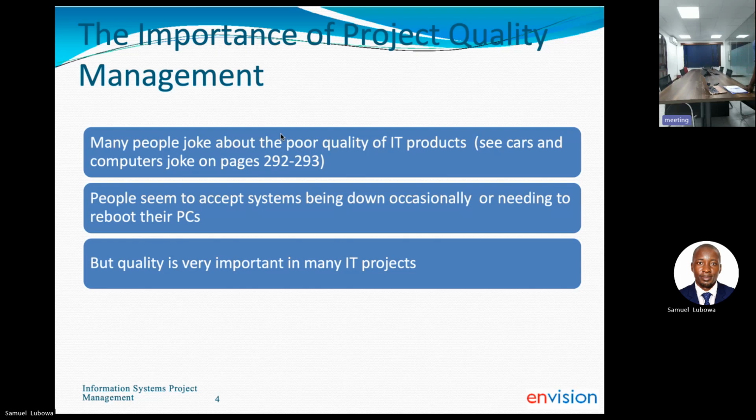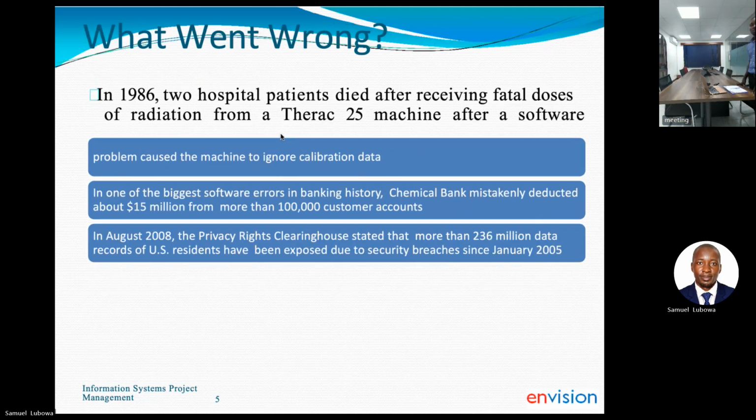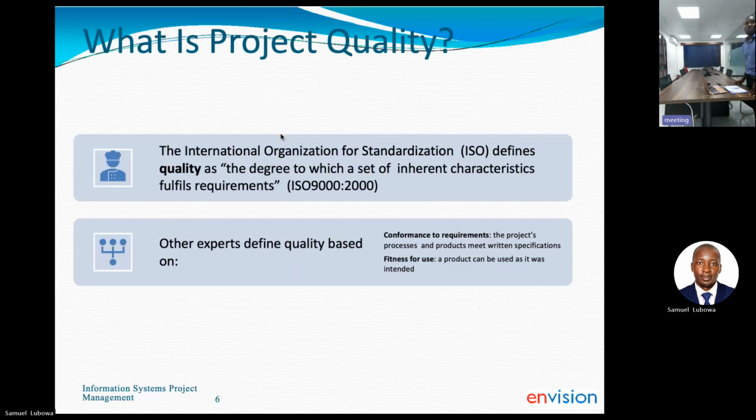So many people joke about the poor quality of IT products, like this case that I cited here, which we can extract from the information system project management book. On those pages, people seem to accept systems being down occasionally or needing to reboot their computers all the time, but quality is very, very important in many IT and information system projects. So here, like in any other chapter, I have also included what we call the What Went Wrong case, which you can go through.